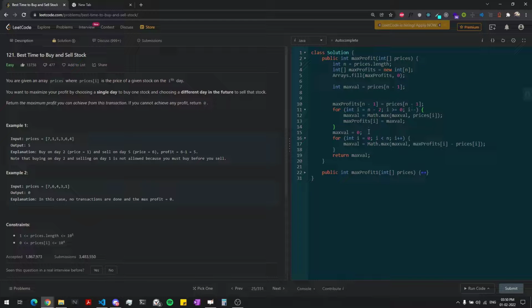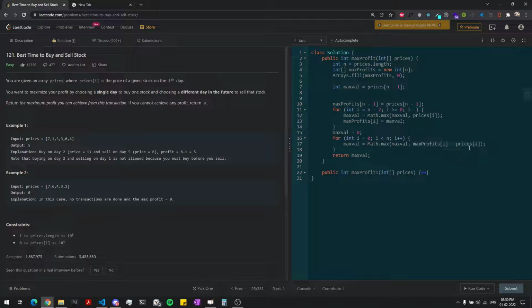Now after it is filled, I'm doing this thing. I'm starting from 0 and going till the end, and I'm searching for the maximum. Max value is initially 0 because this is the base case, and I'm searching what is the maximum profit I can gain. This is the maximum value I can get after index i, and prices i is the one I buy at. So when we get the difference, that is the profit here.